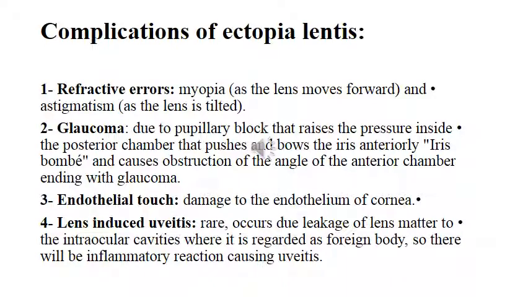Glaucoma, when the lens causes pupillary block. This means the lens moves forward and then occludes the pupil. This will result in glaucoma. Endothelial touch, when the lens is shifted into the anterior chamber and comes in contact with the endothelium of the cornea. Of course, this is an emergency because it will damage the cornea. Lens-induced uveitis, of course the lens will move inside the eye, and this will cause irritation and inflammation of the ciliary body and the iris, resulting in uveitis.